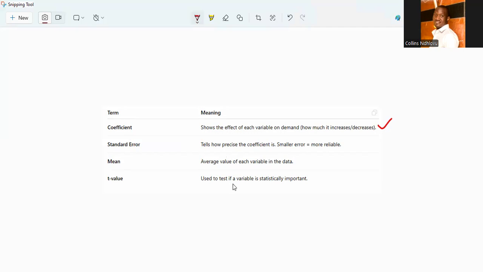Then we have the t-value, which is used to test whether there's statistical significance in those values. We should also understand that the t-value is calculated by the coefficient over the standard error. So we'll be comparing them with the t-values.